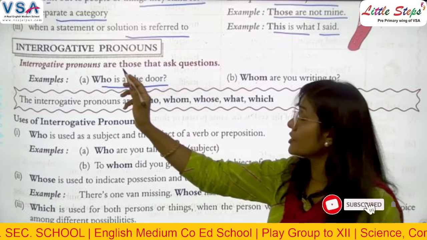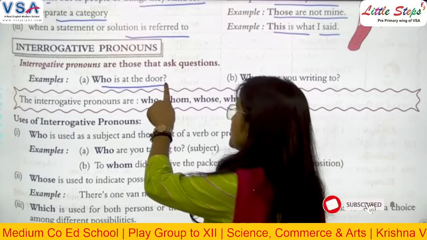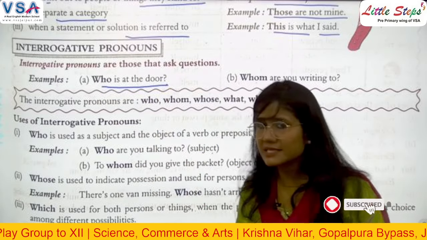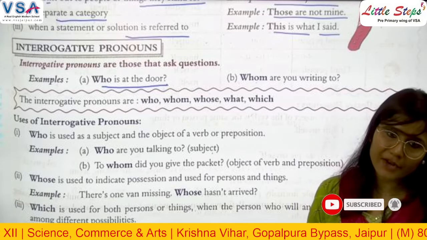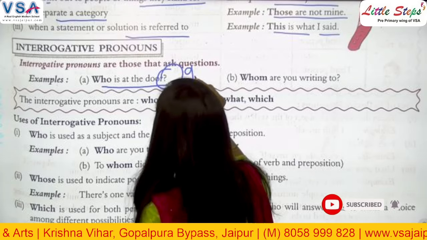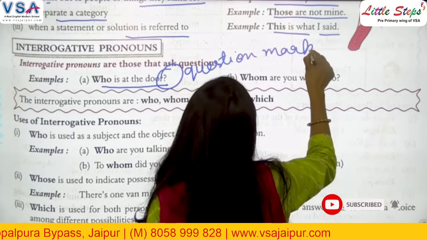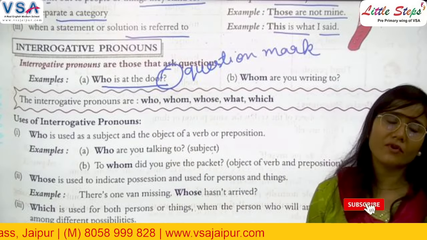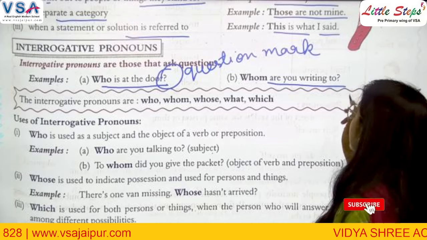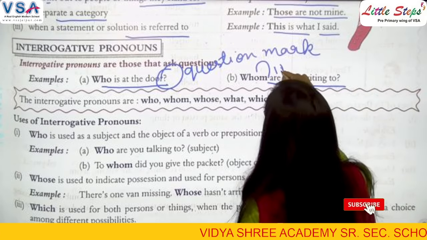ध्यान से देखिए, look at it carefully. Who is at the door? Door पर कौन है? Here is a question mark. Here the word WHO is written. When we start any sentence with a WHO word, these are interrogative. But there should be a question mark. Question mark होना बहुत जरूरी है. Then it is interrogative. अगर यहाँ क्वेश्चन मार्क नहीं है तो इसका मतलब वो इंटेरोगेटिव प्रोनाउन नहीं है. ओके. Second is, whom are you writing to? Whom means किसको. What is the meaning of whom? किसको. आप किसको लिख रहे हैं.